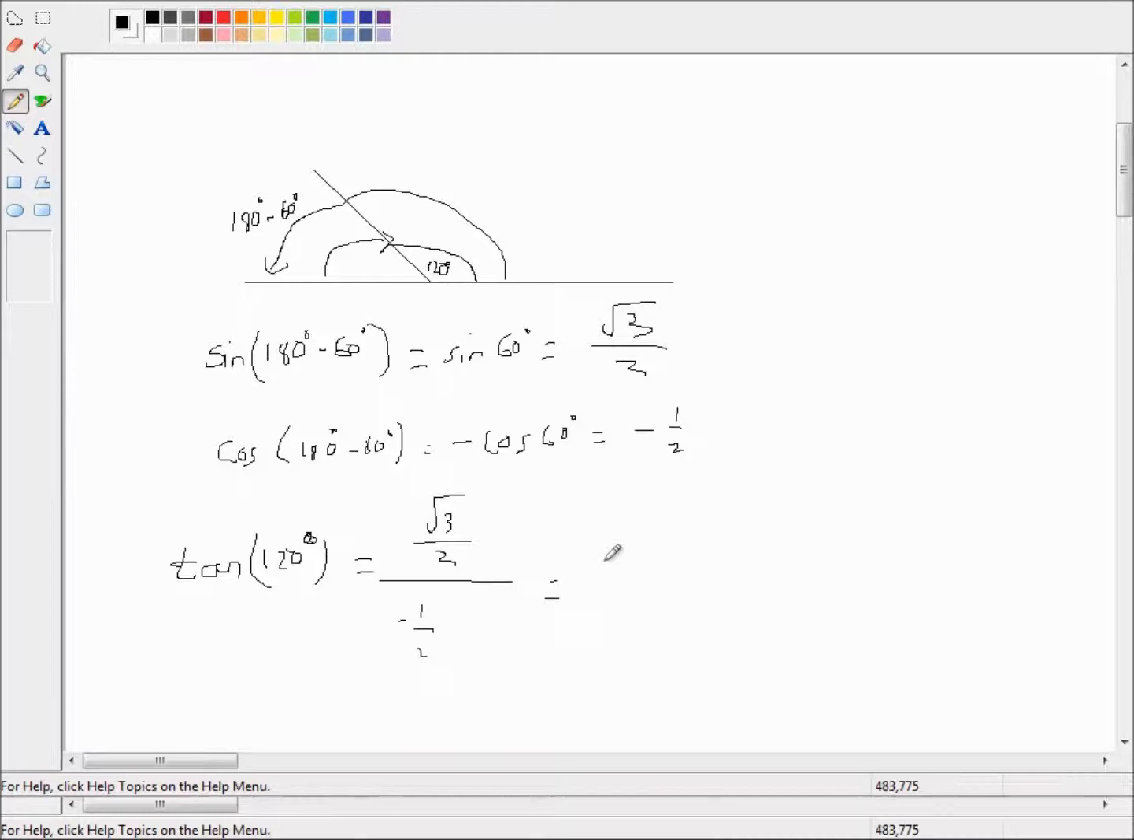So that's equal to root 3 over 2 times negative 2, because to divide fractions we just invert and multiply. And so the 2's can cancel out, so that's root 3 times negative 1. So that's equal to negative root 3. So the tangent of 120 degrees is negative root 3.